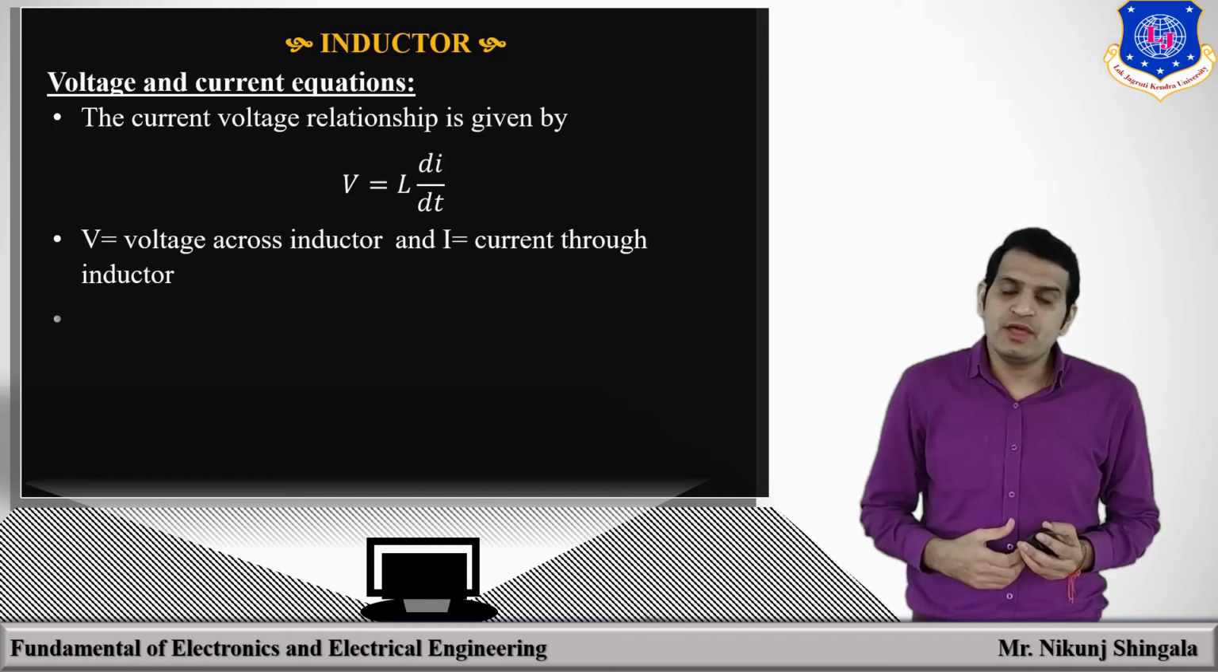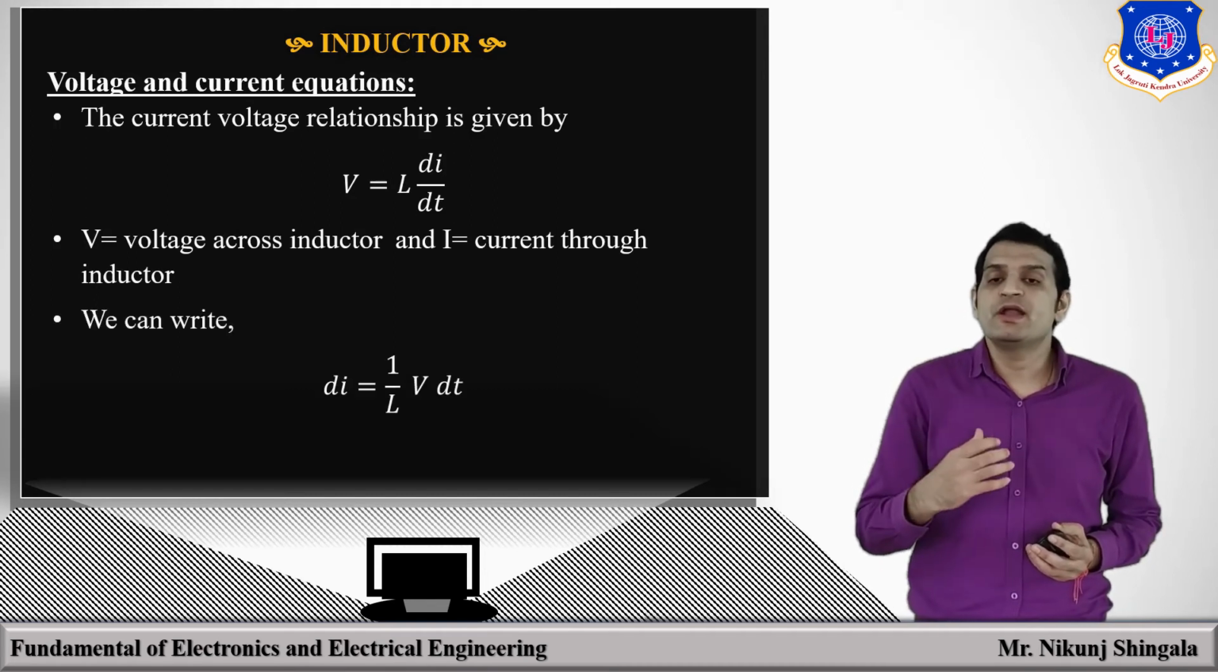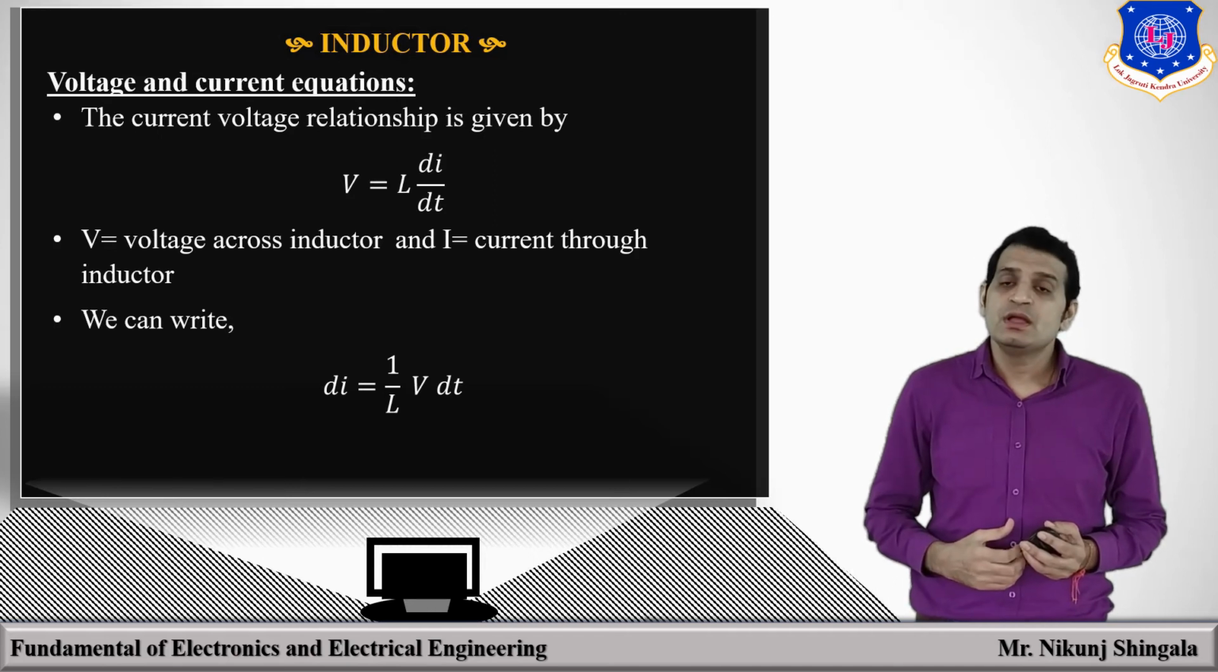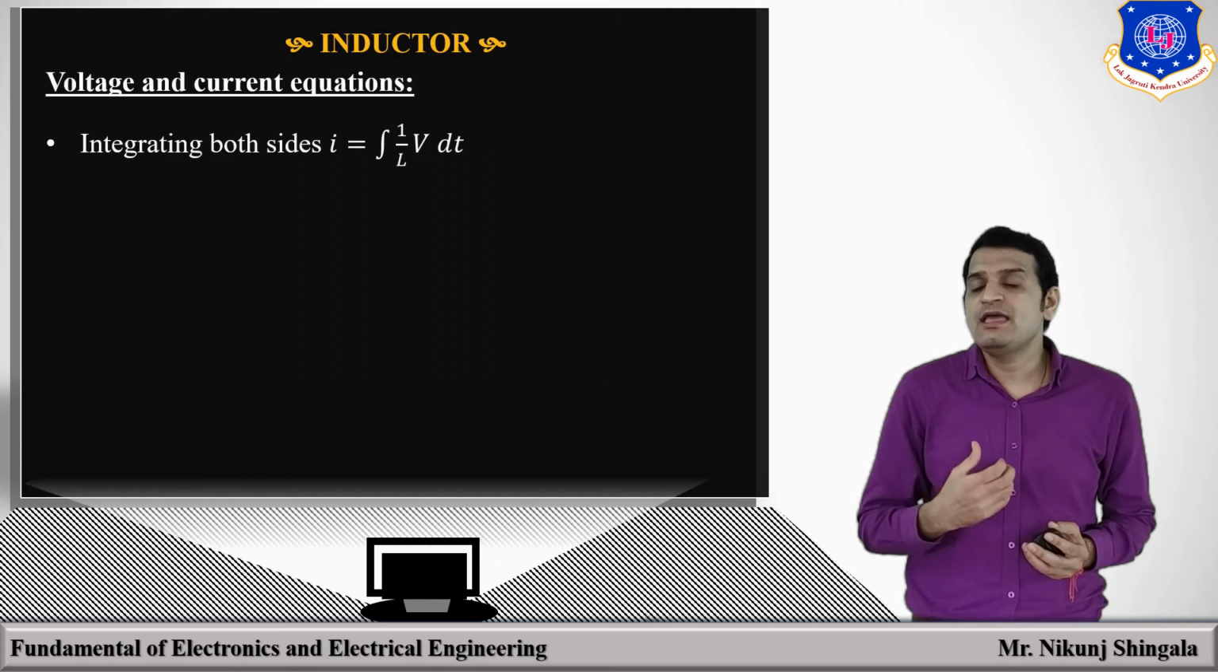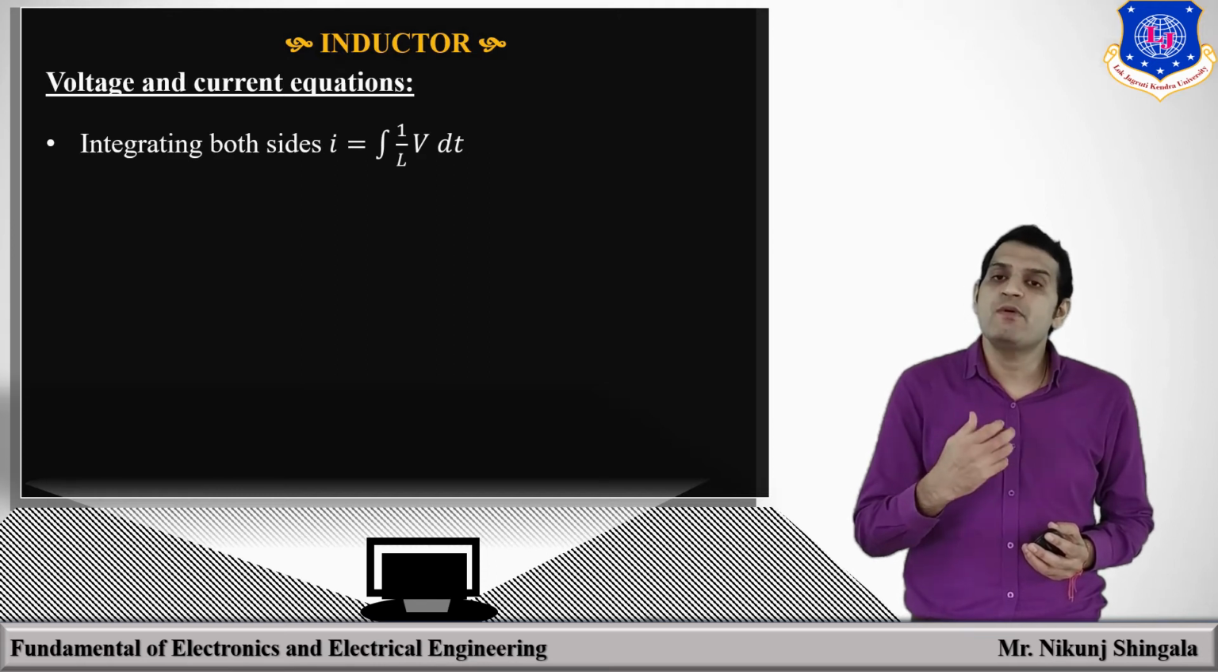Making di the subject, di is equal to 1 divided by L V dt. Integrating both sides, we get I is equal to integration 1 divided by L.